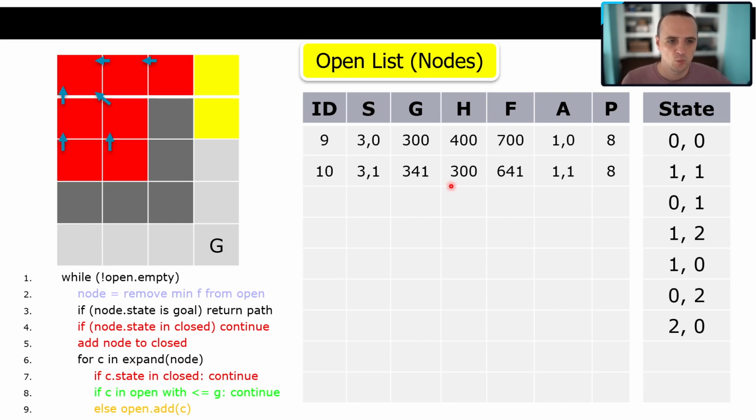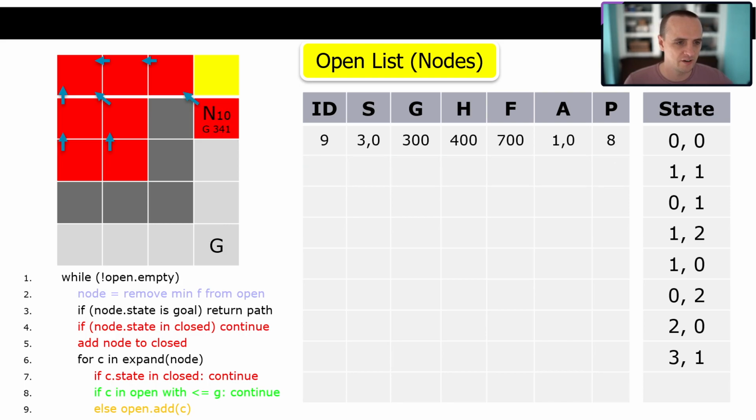Now, we pick the minimum node from the open list in terms of its F value. That's this one. We add that to the closed list, and then we generate its children. So we generate this child. This one's already in the open list, but it's got a better G value. It's this one, right? It's 300 instead of 440. So we just don't bother adding that one to the open list.